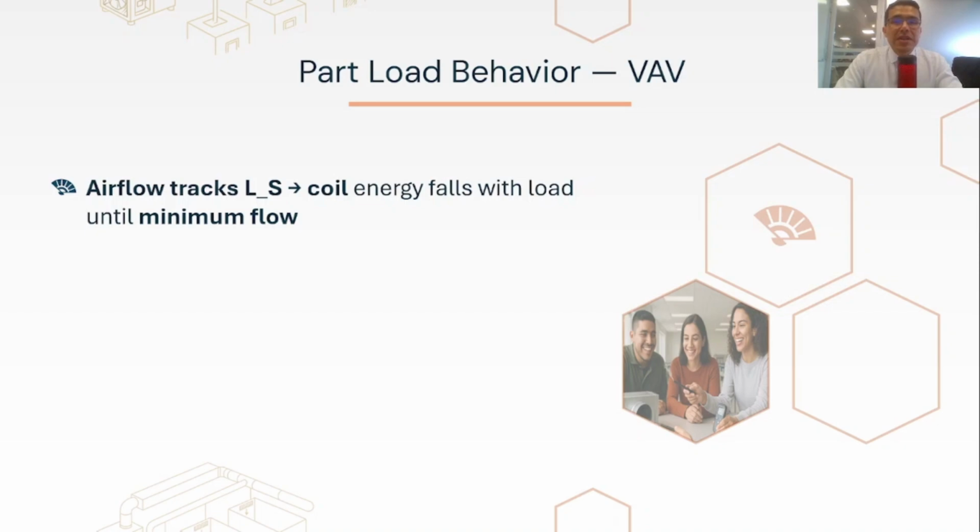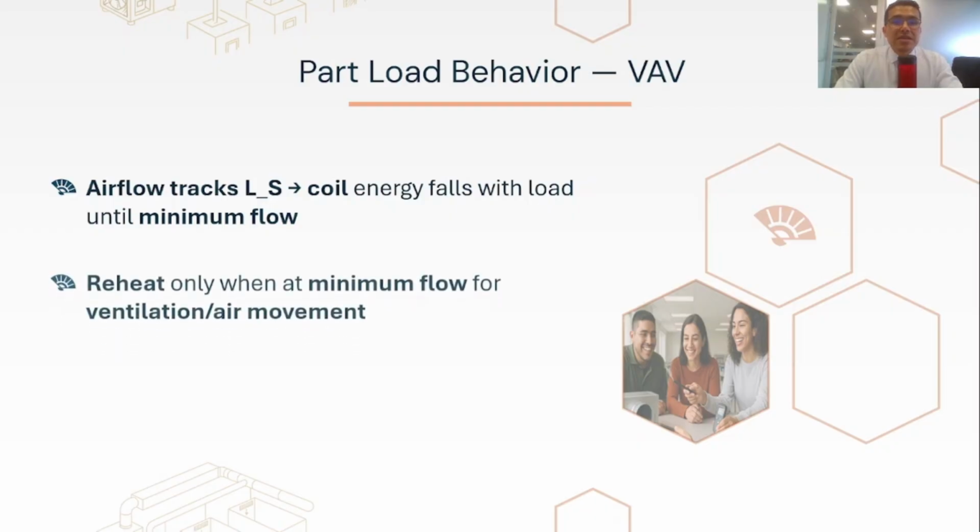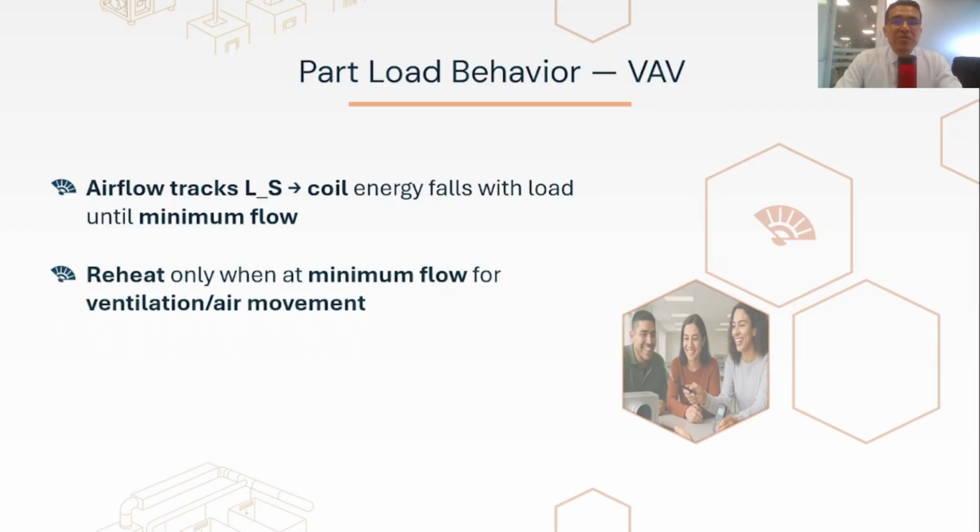Consequently, the Q coil decreases with load until the minimum flow threshold is reached. Reheat is generally unnecessary above minimum flow because you are regulating with the changing of airflow. And remember that this minimum flow is set because you need to keep a flow to maintain proper indoor air quality. So when the zone reaches the minimum flow, then reheat may be introduced to prevent overcooling while satisfying ventilation.